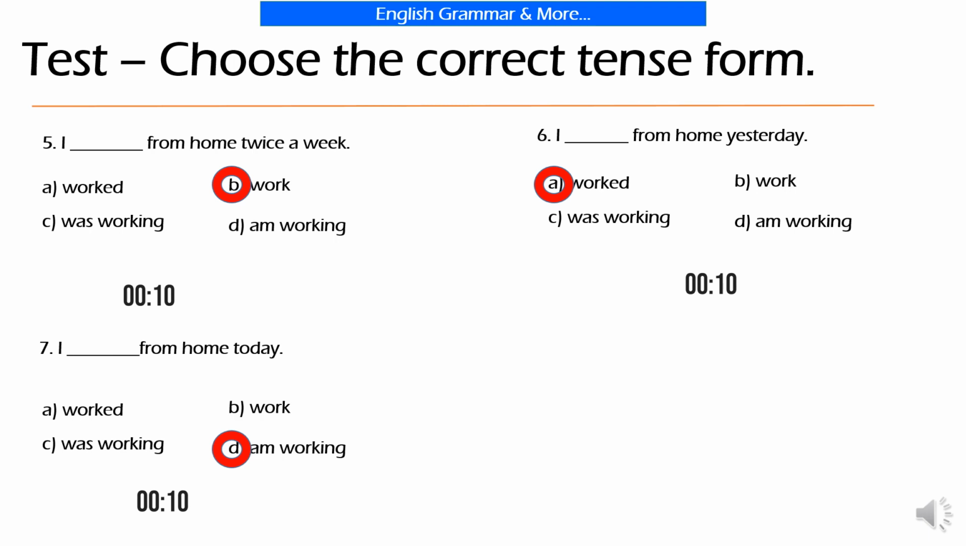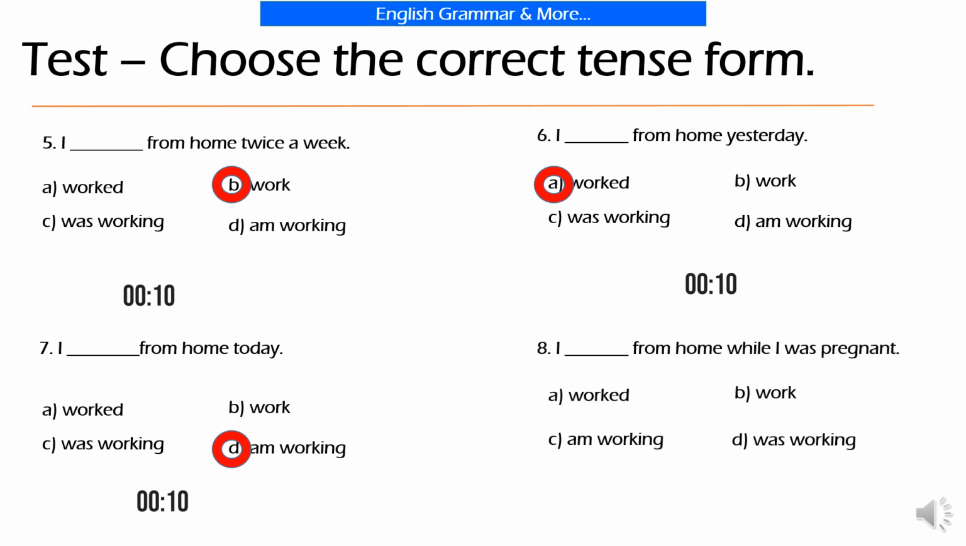The correct answer is D. I am working from home today. Here we have chosen the present continuous tense form. The reason is because here we are talking about an action that is in a continuous mode as we are talking. Question 8.